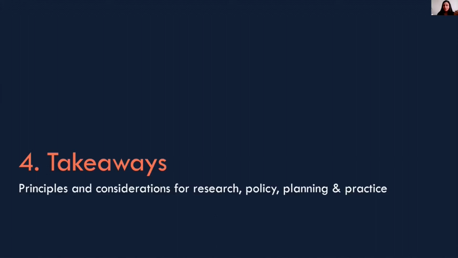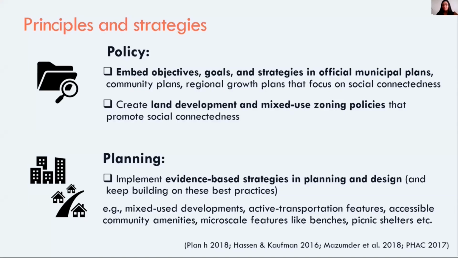And so here are some principles and considerations to take away. From a policy perspective, we need to embed objectives, goals, and strategies in official municipal plans, community plans, and regional growth plans that focus on social connectedness. We need to create land development and mixed-use zoning policies as well. Planning should really implement some of these evidence-based strategies that we've discussed, and we need to keep building on these best practices.